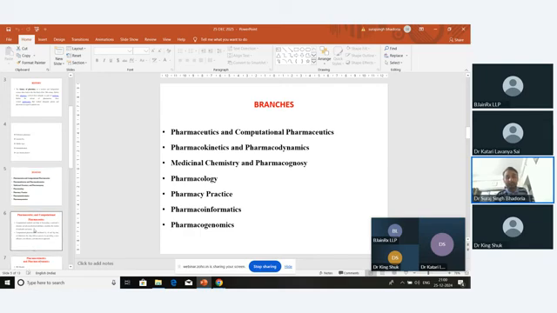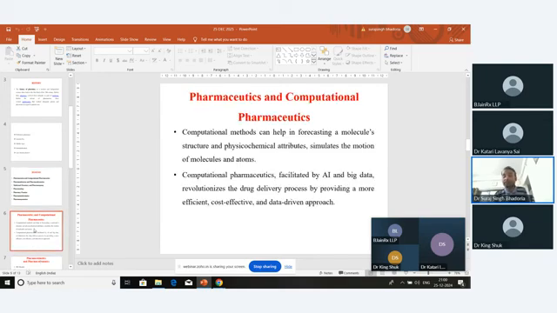Now in detail, when we talk about pharmaceutics and computational pharmaceutics, what is it? This branch of pharmacy defines the methods which help in forecasting a molecular structure. The main objective of this branch is to focus on the molecular structure present in our drug substances or in a medicine, the physiochemical properties of that drug substance, along with the motion of the molecules and atoms present in our drug.